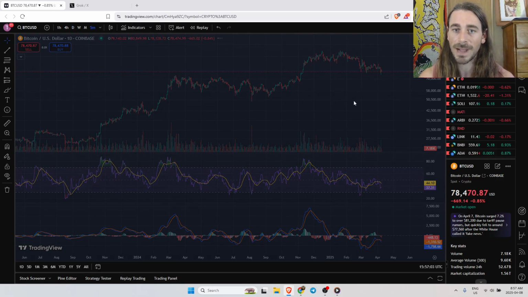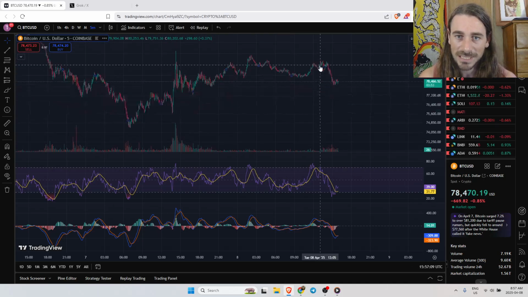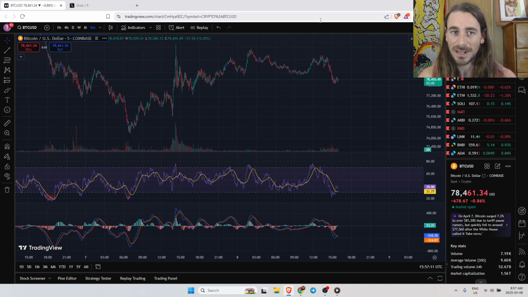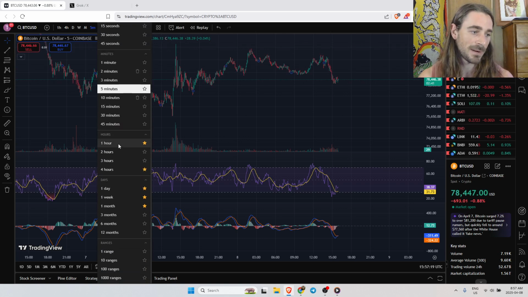So if we flip to the 5-minute here, that's going to be a really low time frame. Essentially, you can see all these candles just representing 5 minutes of price action. This isn't what you want to look at if you're trying to figure out what's happening on the macro side of things. So you want to focus on the high time frame. I like these time frames here: 1 hour, 4 hours, 1 day, 1 week, and 1 month. Those are great ones to start out on.